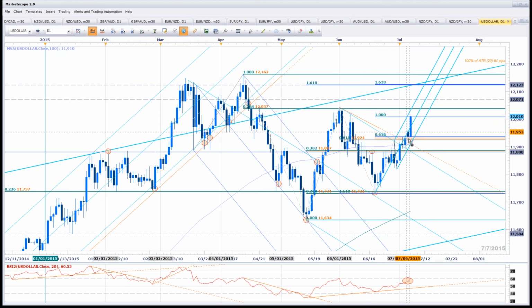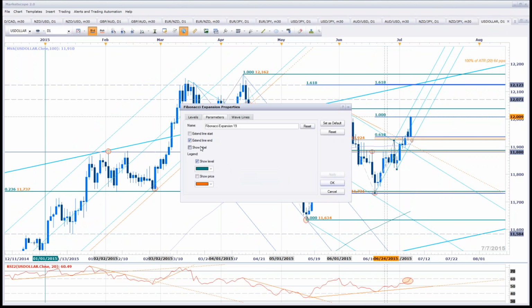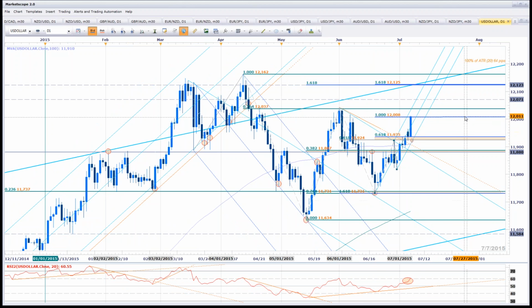11,924, 11,935. Region of resistance, we pushed right into it on Friday, gapped above it on Sunday, tried to test it as support, and it held. Here's the rejection, taking us to our next target, which is the 100% extension. Let me bring up the tags on that so you can see a level. And that brings you into 12,008, which is the 100% extension off the low. So two equal legs up.